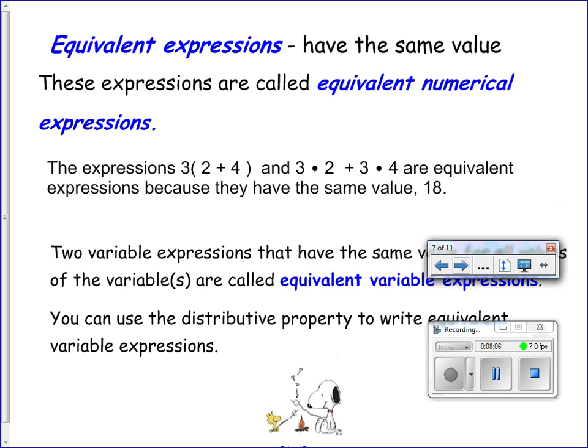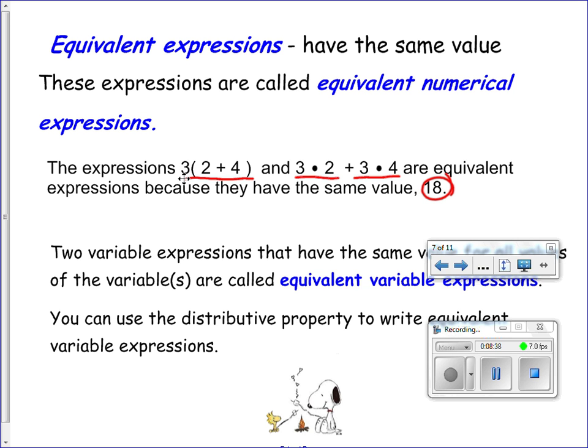So now we have the term equivalent expressions. They have the same value. These expressions are called equivalent numerical expressions. So the expression 3 times 2 plus 4 and 3 times 2 plus 3 times 4 are equivalent because they have the same value, and their same value is 18. So they are called equivalent numerical expressions.